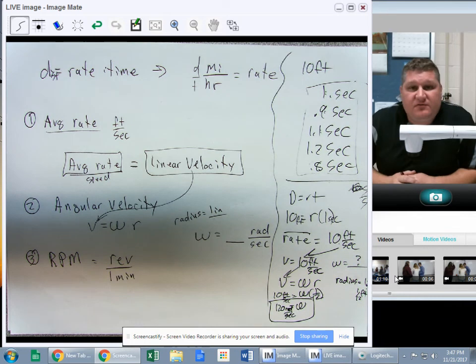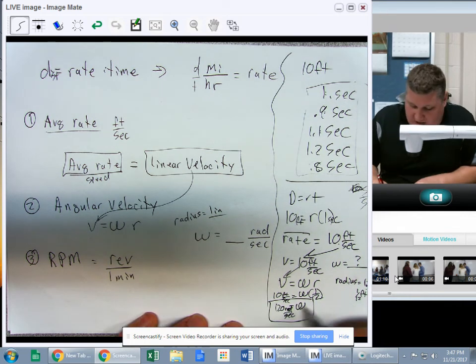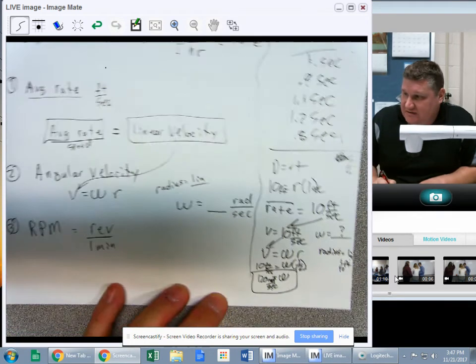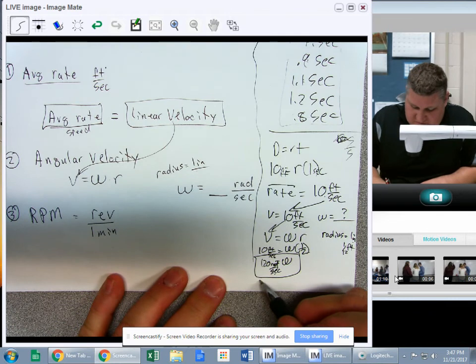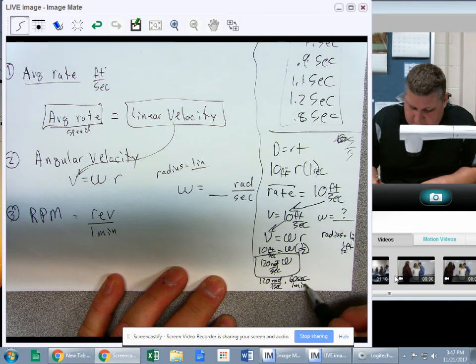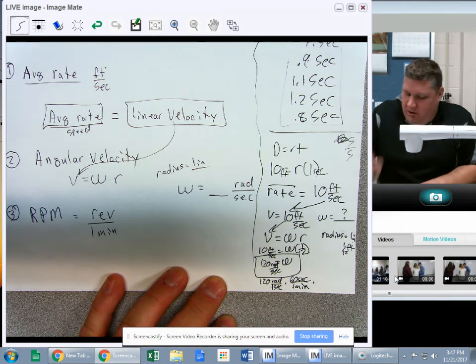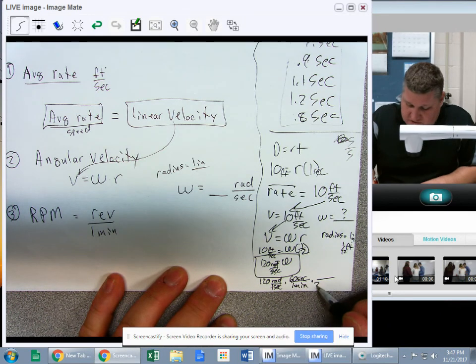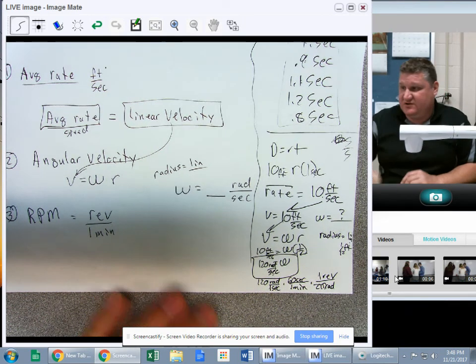Now, if I want revolutions per minute, I have to change radians per second into revolutions per minute. So 120 radians in 1 second. Well, let's see here. There are 60 seconds in a minute. And there are 2 pi radians in 1 revolution, and that should finish you up.